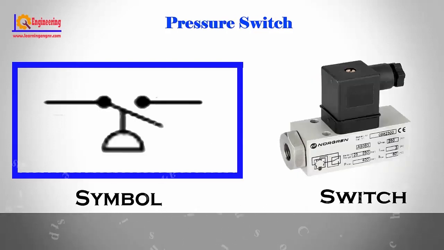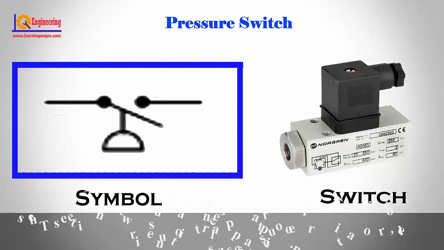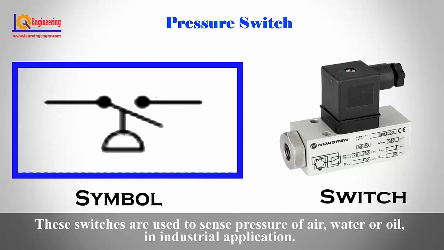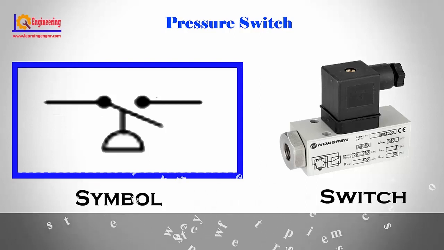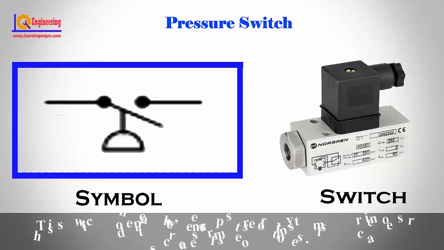Pressure switch. This type of switch consists of a C-shaped diaphragm. According to pressure, this diaphragm indicates pressure. These switches are used to sense the pressure of air, water or oil. In industrial applications, this switch operates when the pressure of a system is increased or decreased from a set point.